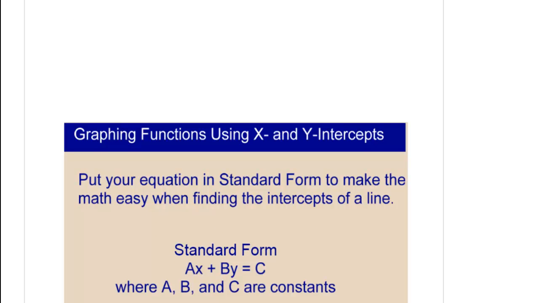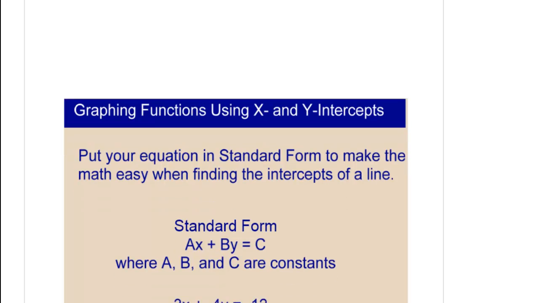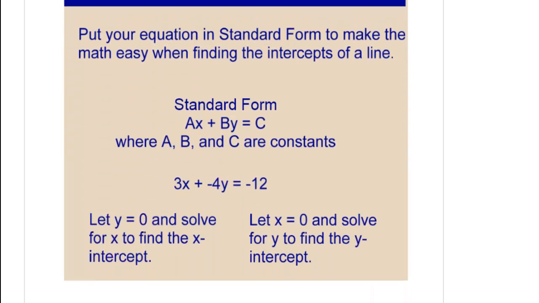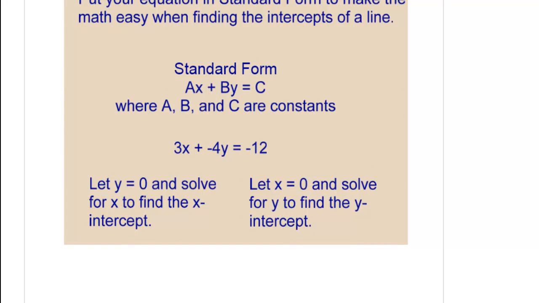As I mentioned, it's always easiest to complete the math where you're letting x equal 0 to find y and y equals 0 to find x if you start with standard form, and I will show you why that's easier. So here's an example. We have 3x plus -4y equals -12. This equation is already in standard form. So let's start by letting y equal 0 and solve for x. This will give us our x-intercept, or where the line will cross the x-axis.